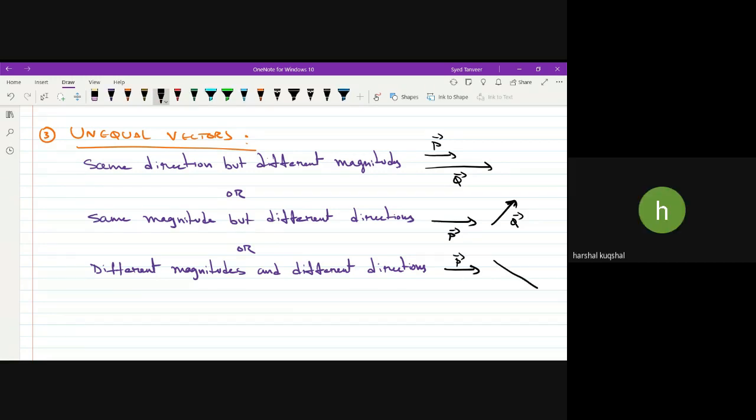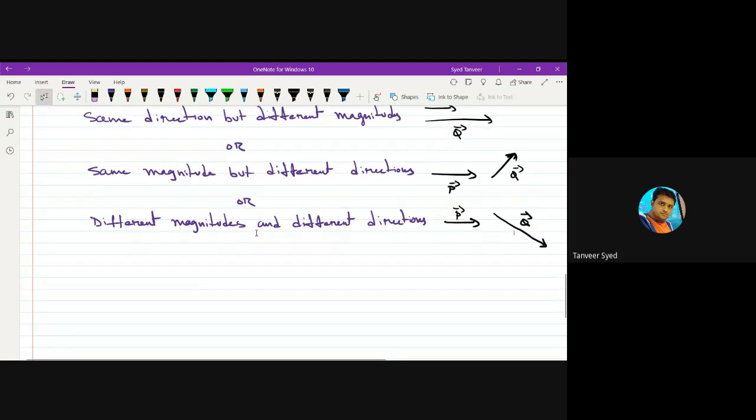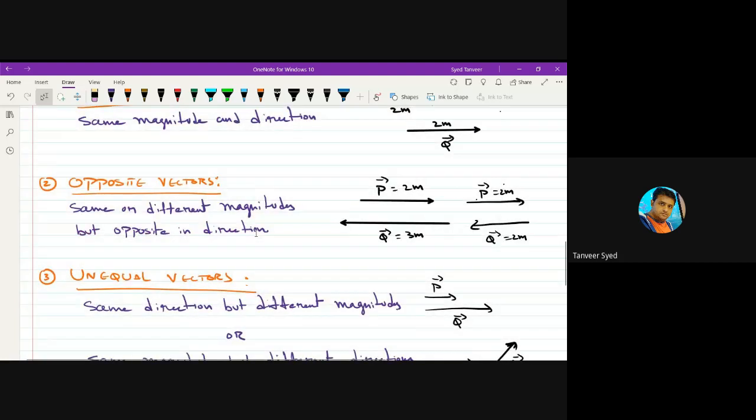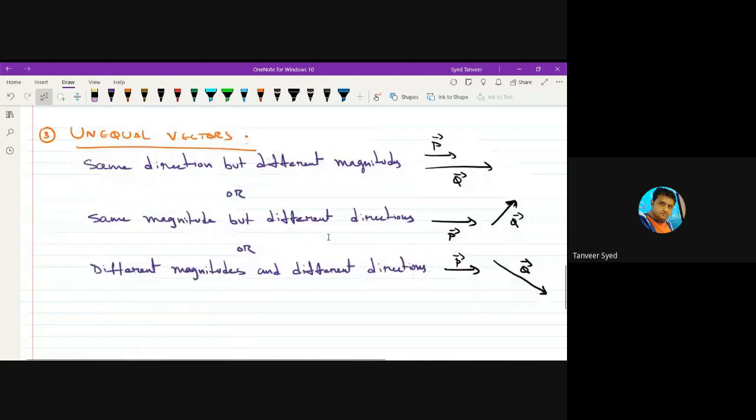Sir, opposite does not come under different directions. They are also unequal vectors. Opposite vectors is a special case of unequal vectors. Two vectors which are opposite, they are unequal because they might be same or might not be same in magnitude, but their directions are different. So they are unequal vectors. Next.